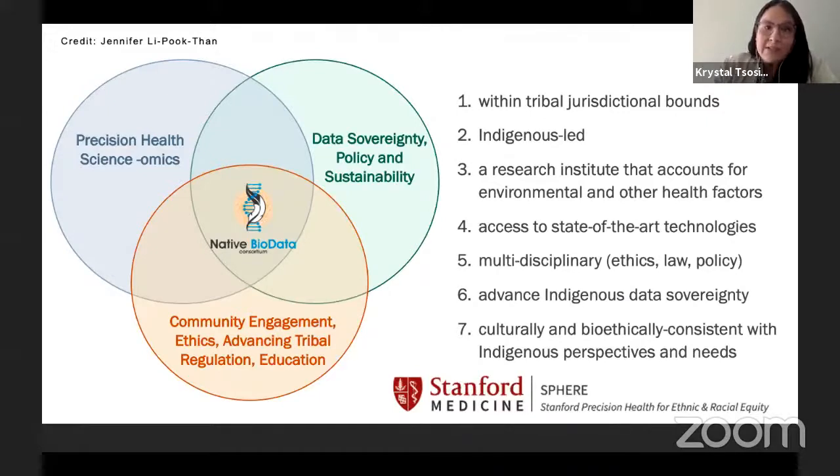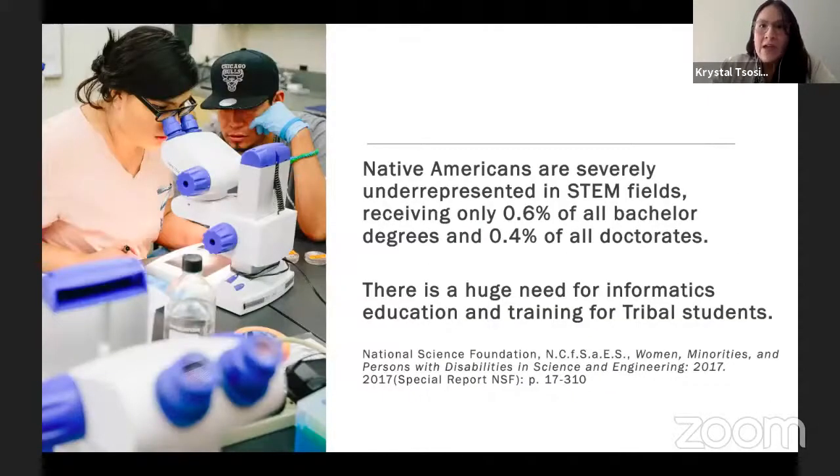However, as an organization, we want to not only advance precision health and science, but also advance the discussions related to Indigenous data sovereignty, policy, and sustainability, and also do it in a way that actually engages the community.